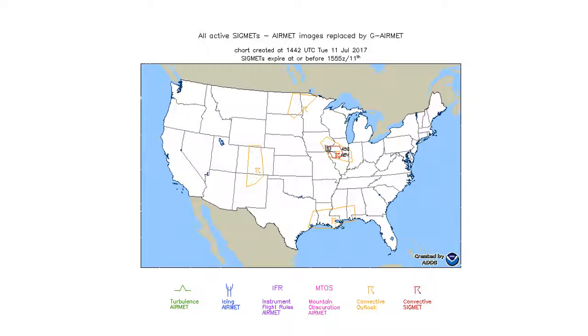Moving on to all active AIRMETs or SIGMETs, we do have a convective outlook up here in Grand Forks, eastern North Dakota, northwestern Minnesota. There's a convective outlook down in Colorado. There is a convective SIGMET down in central Illinois, where, looking at that visible and infrared satellite, we saw a lot of growth in the clouds, a lot of depth. And then there is one down the Gulf Coast. Convective outlook, that is.